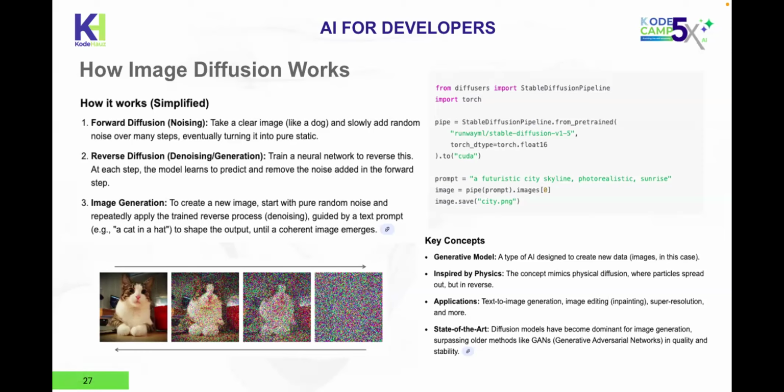give it a text prompt. As you give it the text prompt, it is denoising guided by the text prompt. Because when you were training it, you were also giving it text prompts or text captions. So it actually learns how to associate the text prompt with a denoising process that will arrive at an image that matches your text prompt, right? So that text prompt shapes the output until you have a coherent image coming out of that.